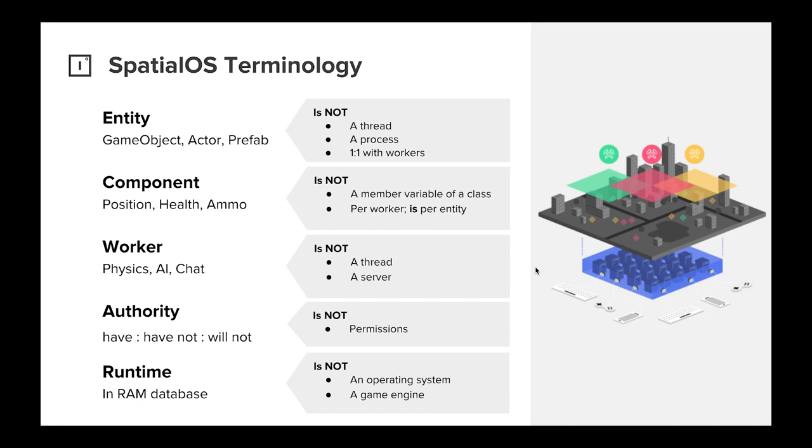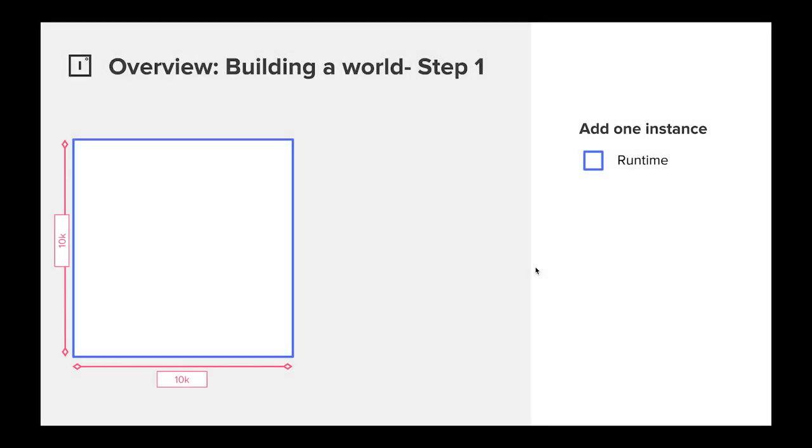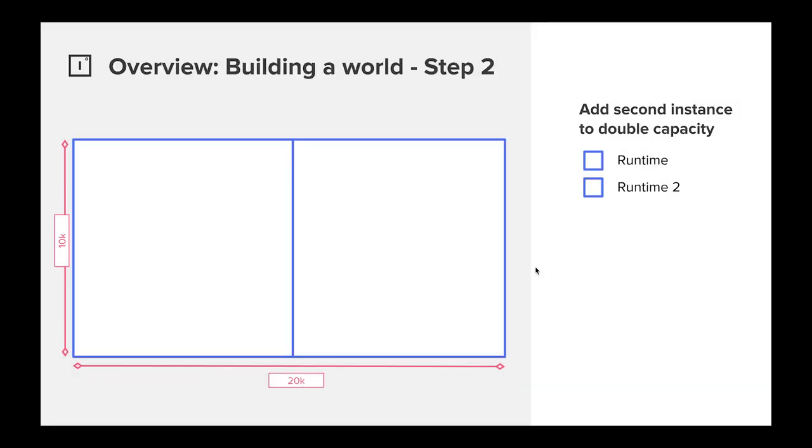Cool. The best way to build a model in your head of what SpatialOS enables is to go on a journey together, and we're going to build a world. Step one of building a world with SpatialOS is we add an instance of that runtime that we spoke about earlier. Because everything we do at Improbable is distributed-system friendly, you can add another one. The number of these that you'll need depends on the game type and the density, and we have lots of tools for helping you pick the number of runtimes.